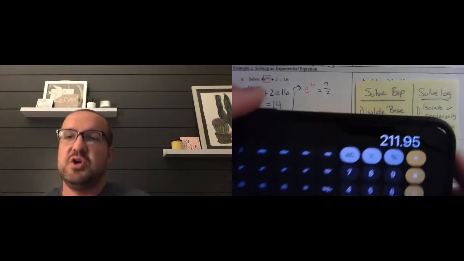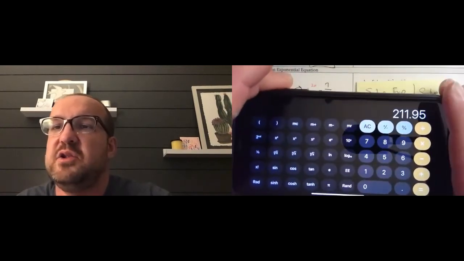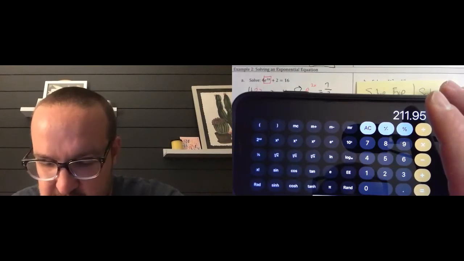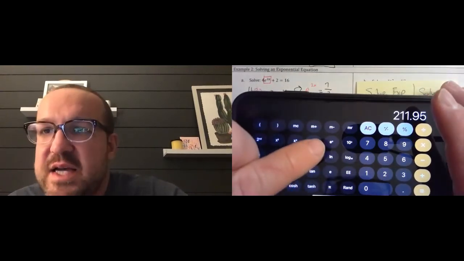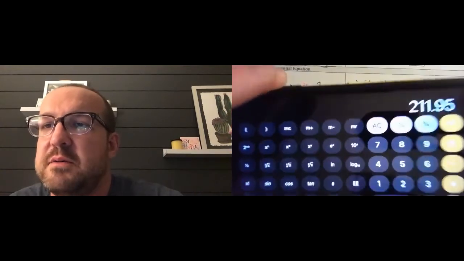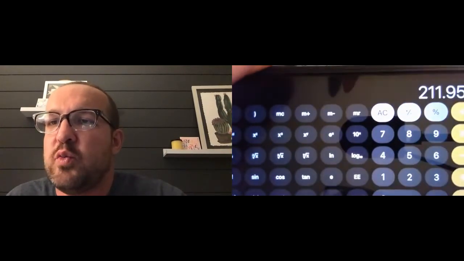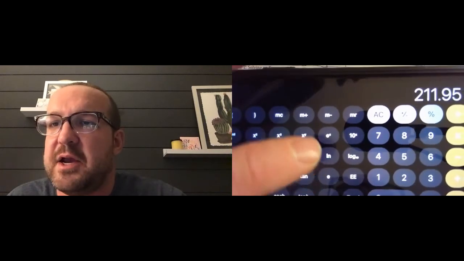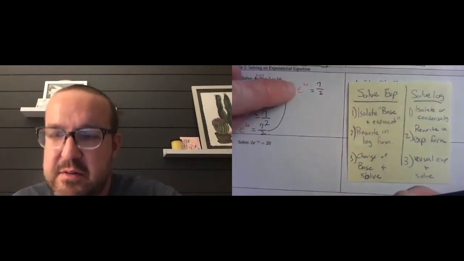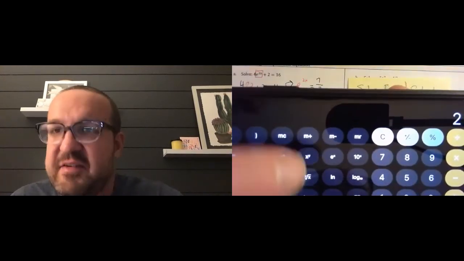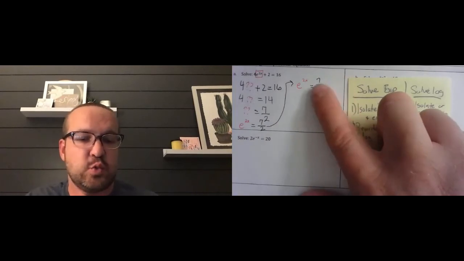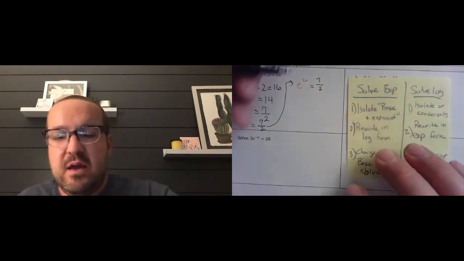So notice that when I look at a calculator here, again, ideally we're not using a cell phone, but I have my e raised to the x button right here. And I can't use it because it says 2x right here, right? 2x. I don't really have an x button on here. So I can't just plug that, in this case the red part of the equation, into my calculator.